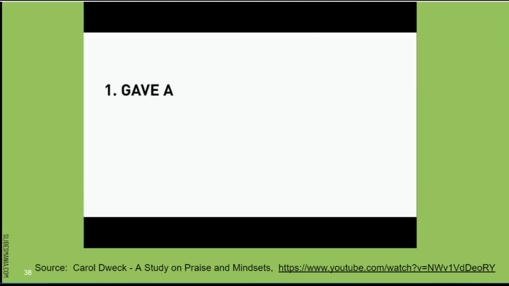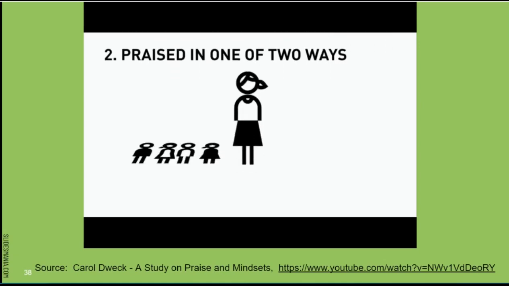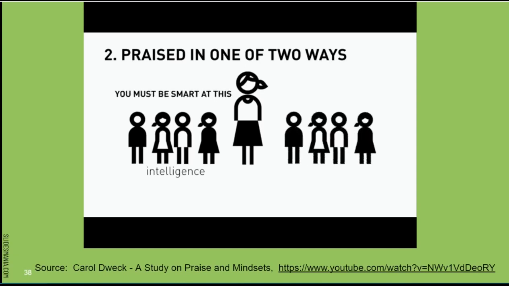They gave all the kids a really easy nonverbal IQ test. There were 10 questions, and at the end of the test, they praised all the children in one of 2 ways. The first group was praised for their intelligence. So they said, wow, great job, you must be really smart at this. Now the second group was praised for their effort. So they said, wow, great job, you must have worked really hard at this. Now this is a really subtle difference, but the impact it had is incredible.